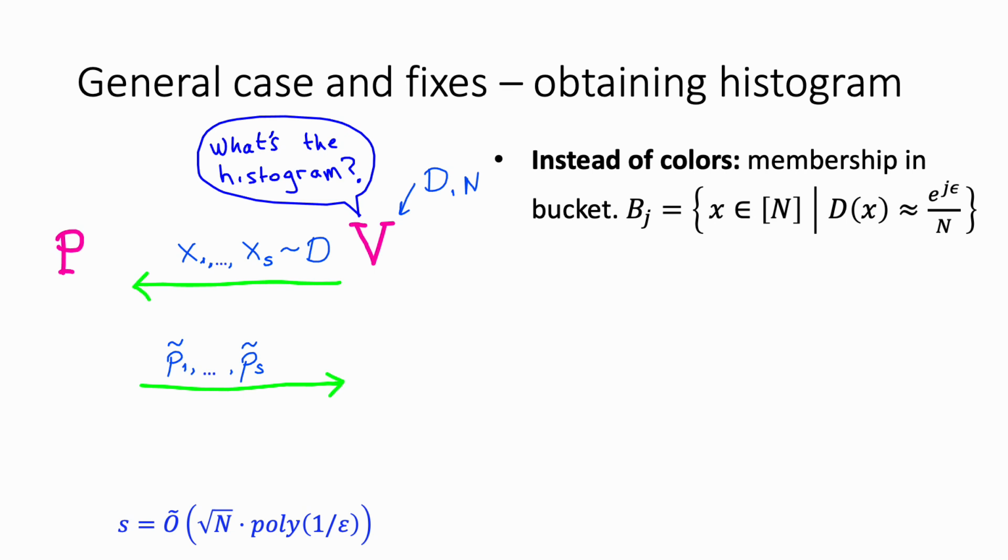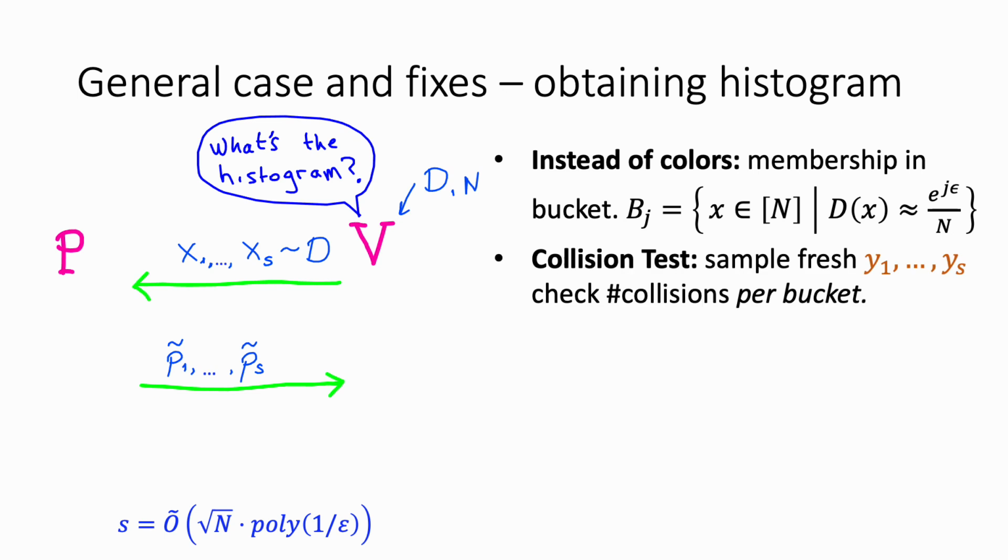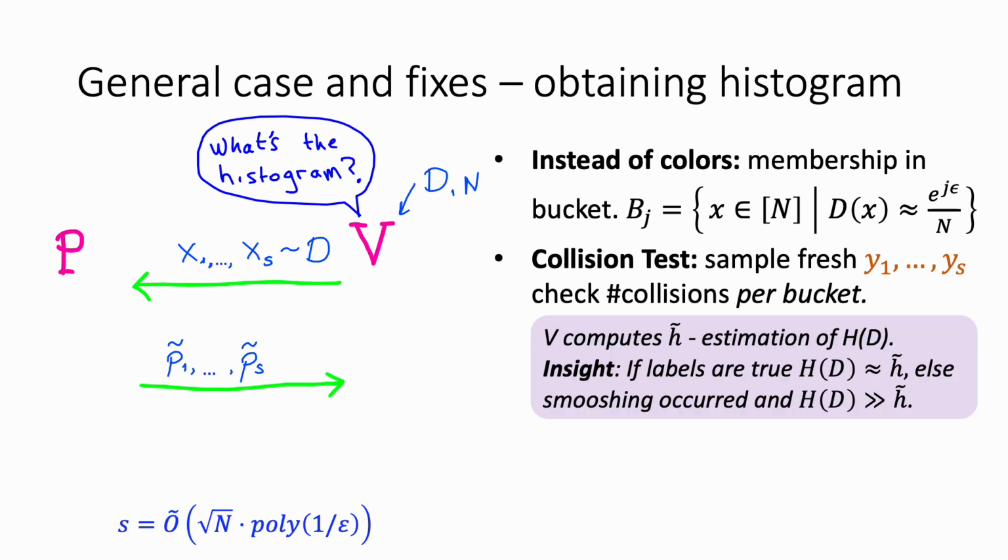As before, at this stage, the verifier has obtained a claim about the histogram of the sample, and if the prover is truthful, with high probability, this histogram is very close to the true probability histogram of distribution D. Now the verifier is left with the task of verifying this claim. It continues in the same way as before. The verifier samples a fresh sample Y and performs the collision test for each bucket. This collision test assures us, as earlier, that if it passed, then either the prover was truthful, or that some smooshing has occurred. And again, the verifier computes an estimation of the entropy of the distribution and performs an entropy upper-bound protocol.